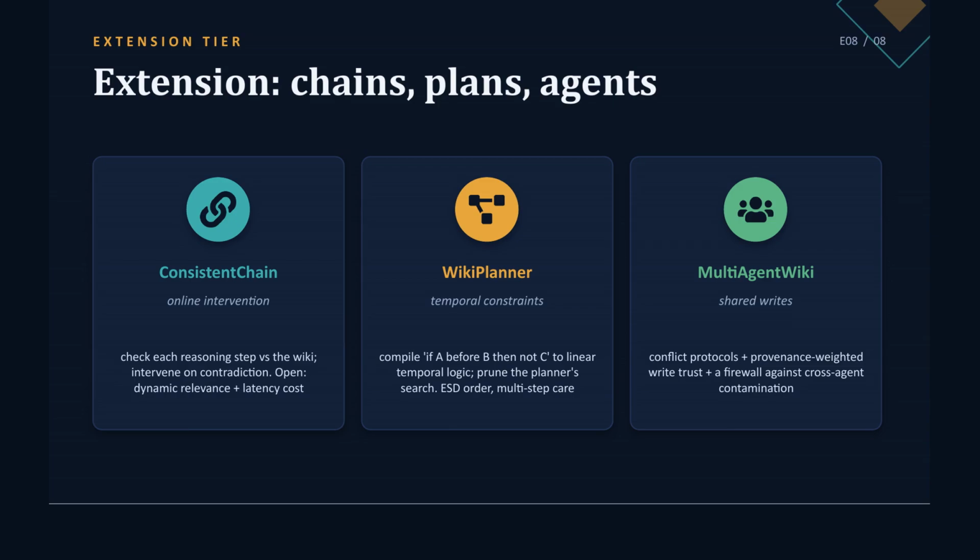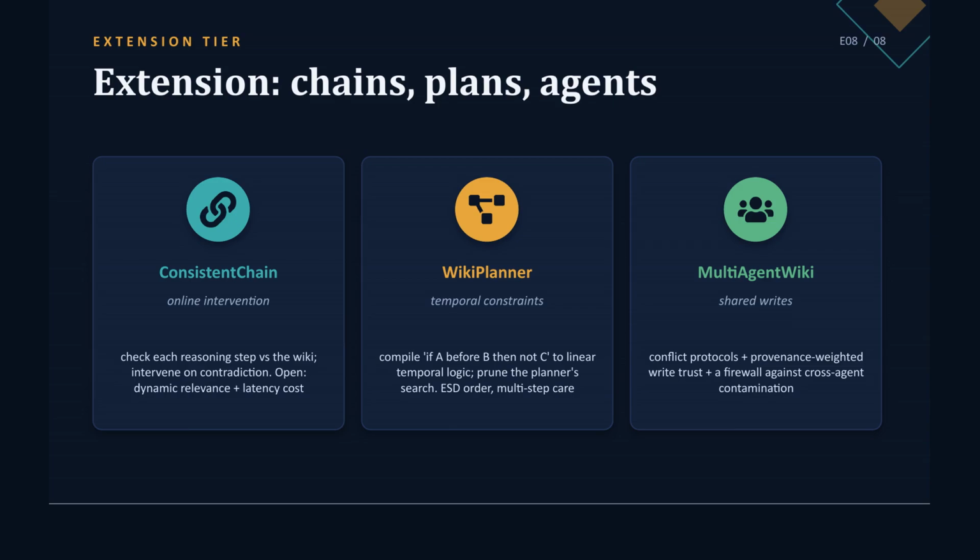After each step of a reasoning loop, you check the intermediate conclusion against the wiki and step in the moment it contradicts. The hard part is knowing which claim is relevant right now, and paying for the check in latency. WikiPlanner guards whole action sequences instead of single steps, compiling timing rules like, if A comes before B, then C is forbidden, into linear temporal logic that prunes a planner's search.